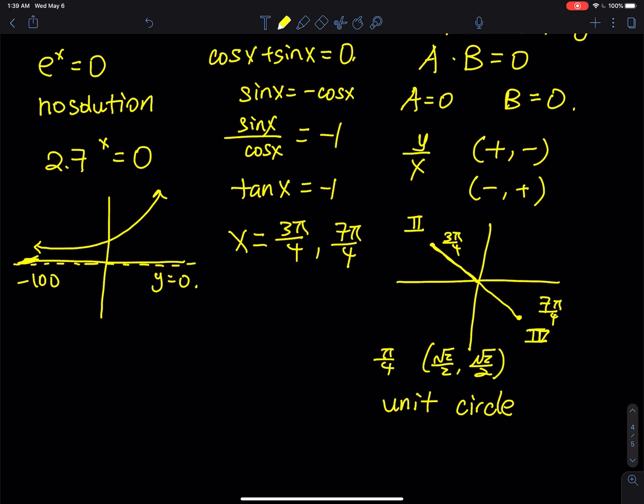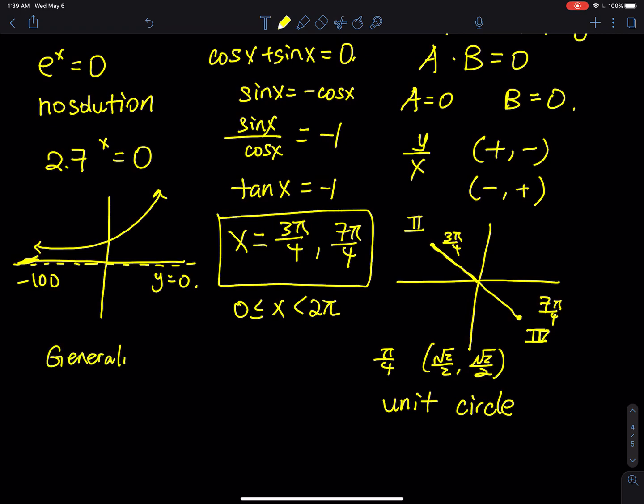So overall, we have two answers: 3 pi over 4 and 7 pi over 4. This is only if x is between 0 and 2 pi. Sometimes the problem can ask you for more than that. Sometimes they ask you to generalize your answer. How do we do that?